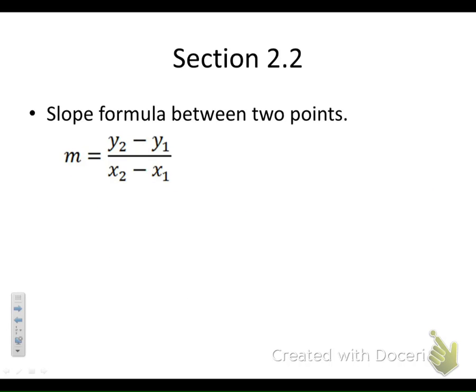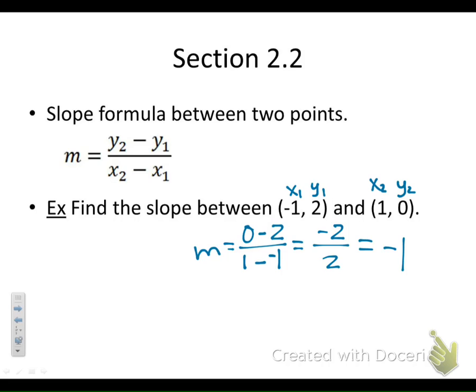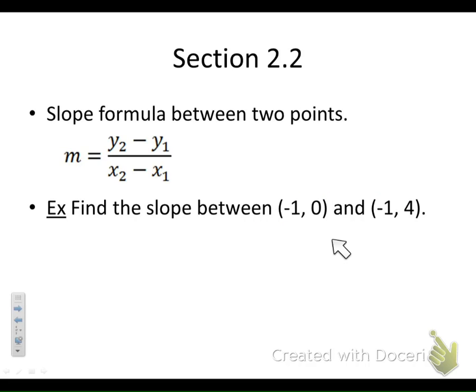Next section is about the slope formula. Let's write it down again. Slope formula between 2 points. Let's practice finding the slope between these 2 points. Find the slope between -1, 2 and 1, 0. Second example, find the slope between -1, 0 and -1, 4. This is an undefined slope.